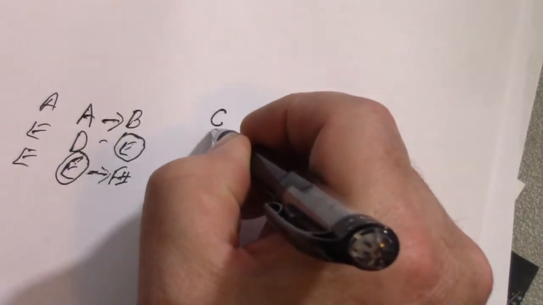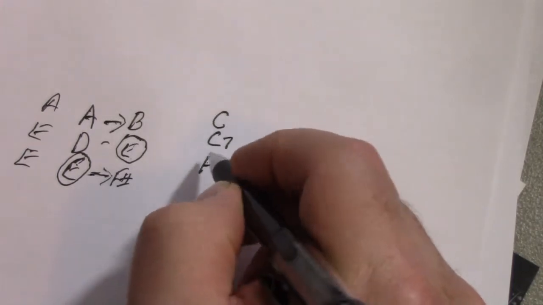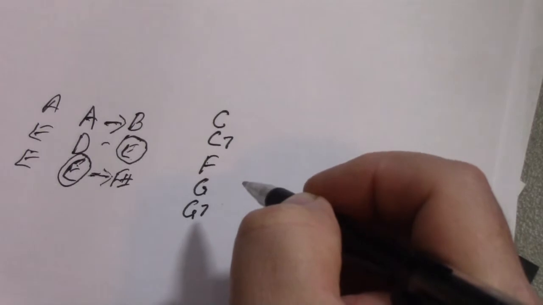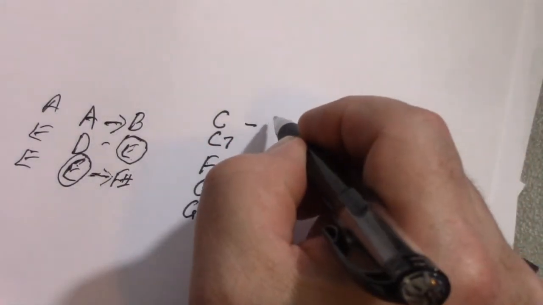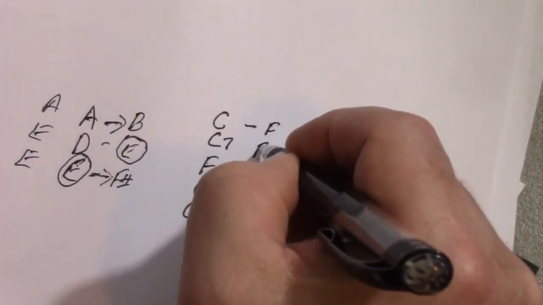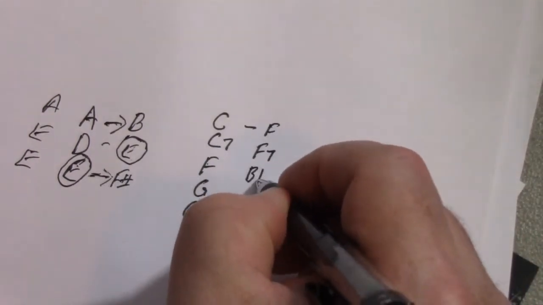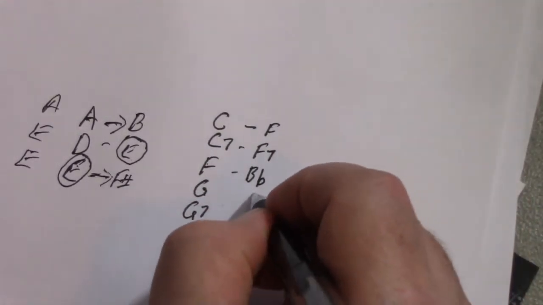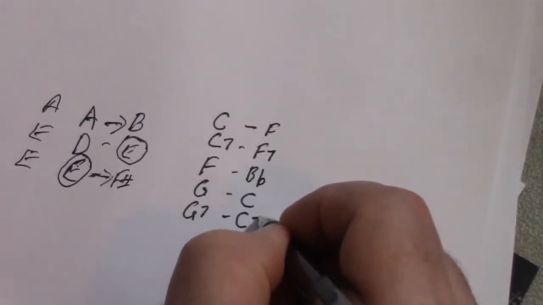So I have a song that's got a C, a C7, an F, a G, and a G7. Okay, and I want to change this from the key of C to the key of F. So the C is going to become an F. The C7 is going to become an F7. The F is going to become a B flat. And the G is going to become a C. And the G7 is going to become a C7.